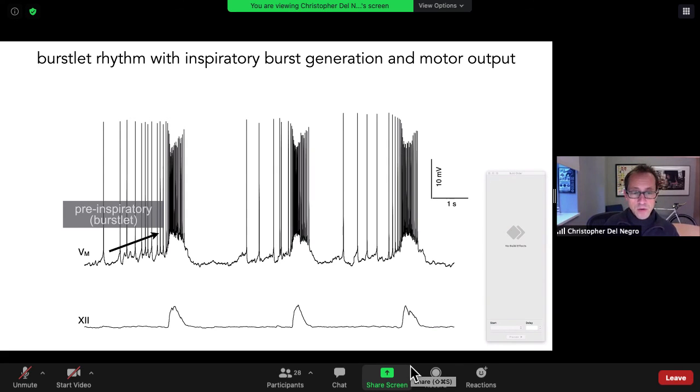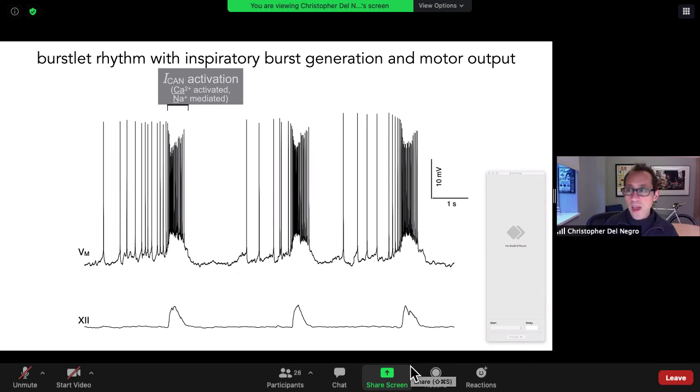Now, during this pre-inspiratory phase, when the neurons are generating action potentials, calcium is accumulating within them. And that calcium, as it accumulates, is able to then activate a CAN current. CAN refers to calcium activated, but sodium mediated. That is, calcium opens the channels, but sodium is the charge carrier. That's a CAN current that gives rise to this burst.